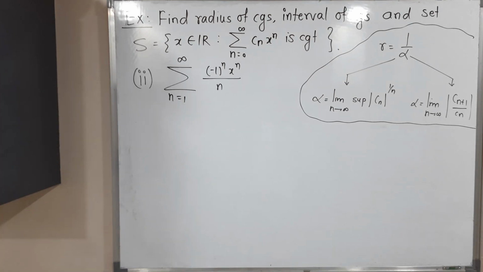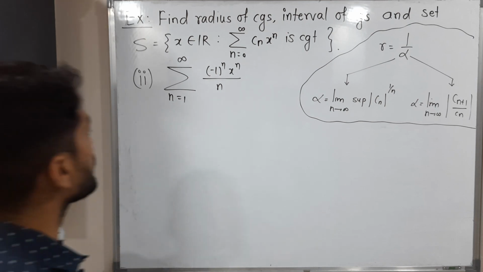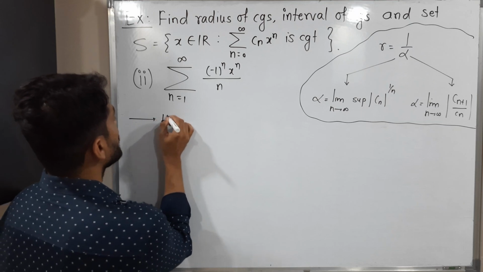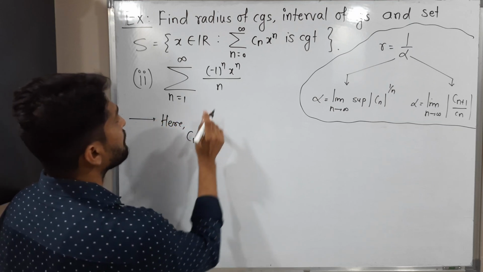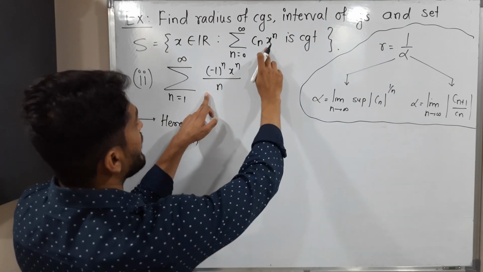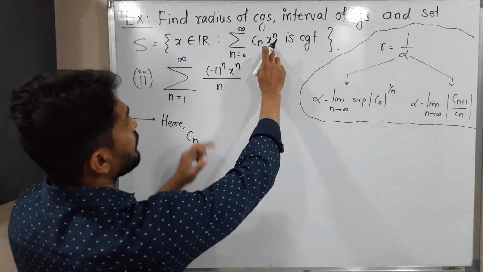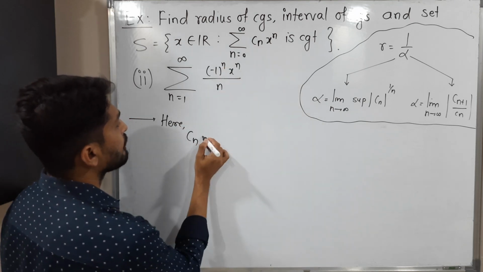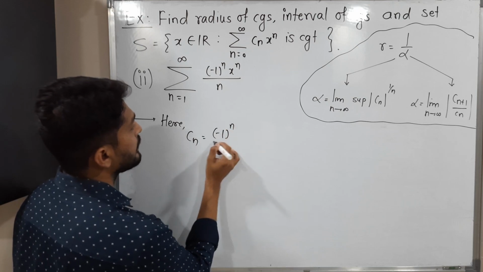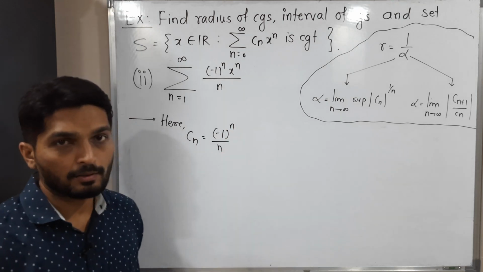So this is the second power series we have: summation minus 1 raised to n, x raised to n upon n. Let us write here first Cn. What will I do? I will compare this power series with a standard power series. The multiple of x raised to n is Cn here, and the multiple of x raised to n is minus 1 raised to n upon n. So this is our Cn, right?